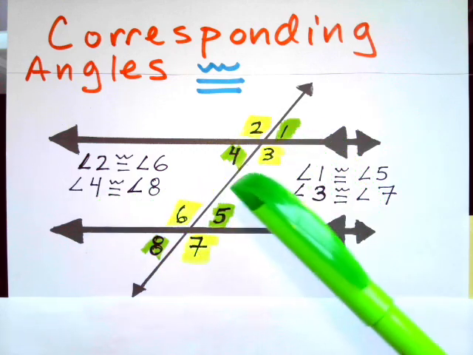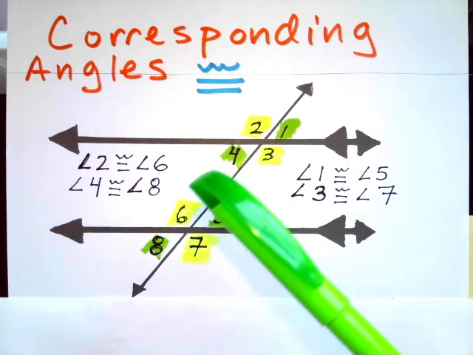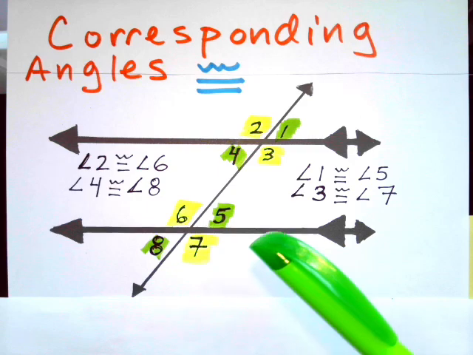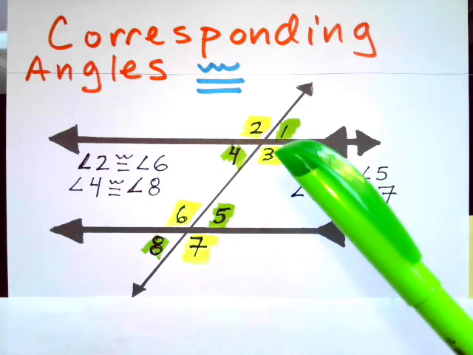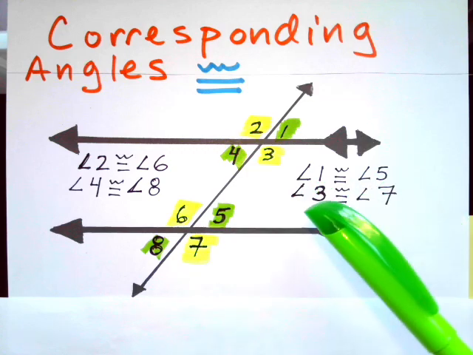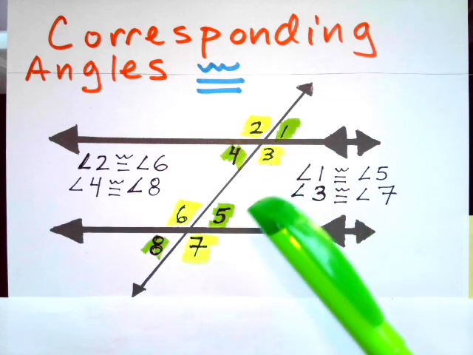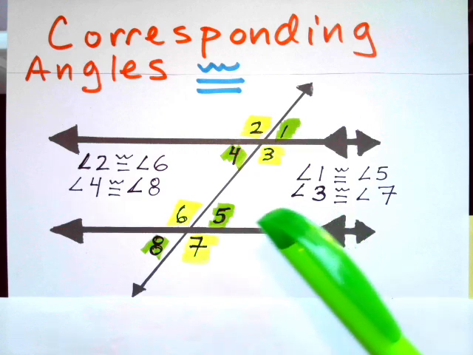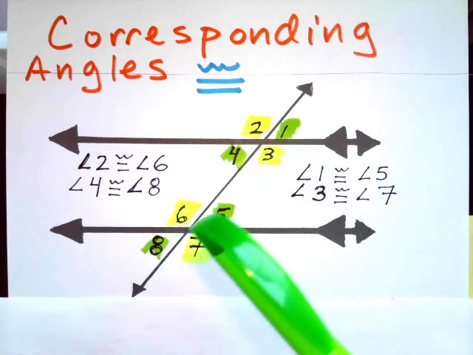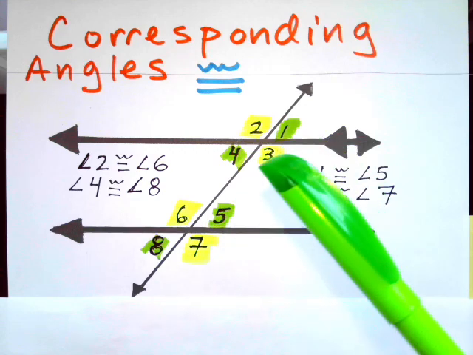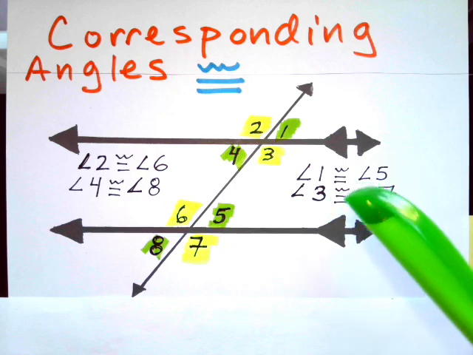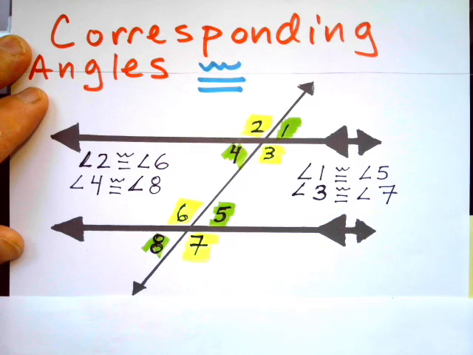Angle 4 and angle 8 are corresponding angles. They're equal to each other or congruent, right? Angle 1 and angle 5 are congruent. Angle 3 and angle 7 are congruent. These are called corresponding angles. Okay, I have them here for you. If I'm going too fast, please stop, pause, rewind the video.